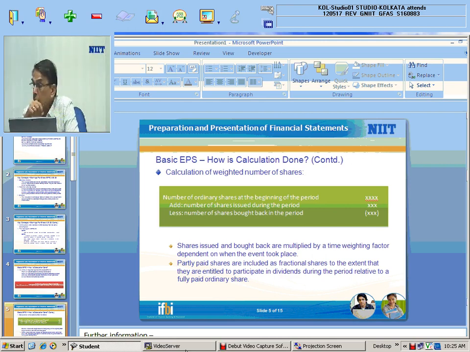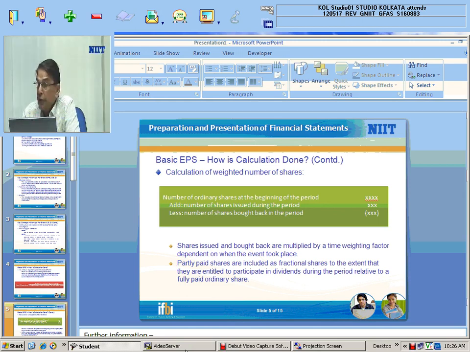So the number of shares which are outstanding at the end of the accounting period is basically the number of ordinary shares at the beginning of the period, plus the number of shares issued during the accounting period, reduced by the number of shares bought back in the period. Shares issued and bought back are multiplied by a time weighting factor depending on when the event of issuance of shares took place and when the event of buyback of shares took place.